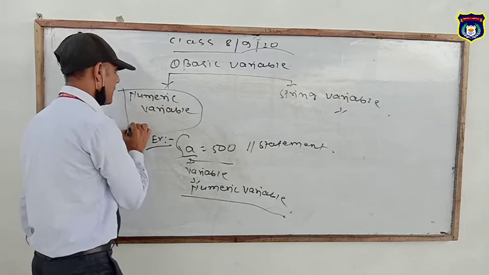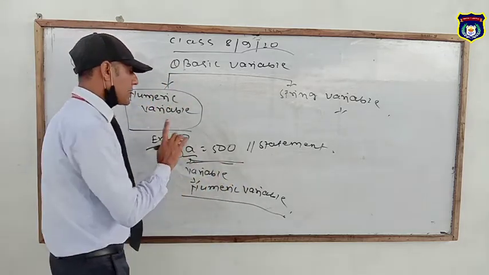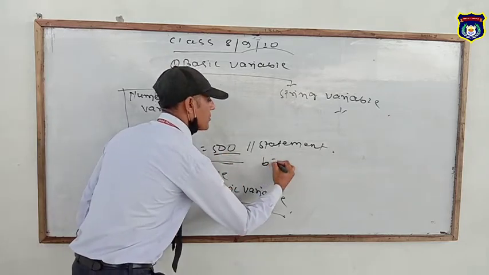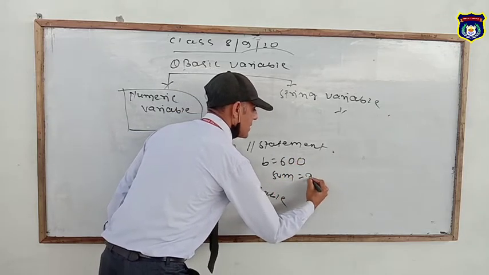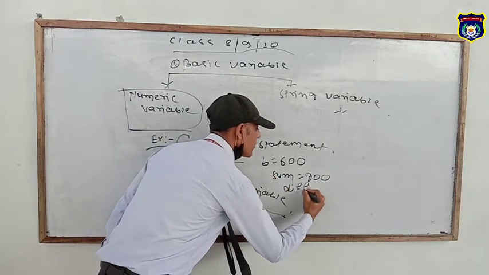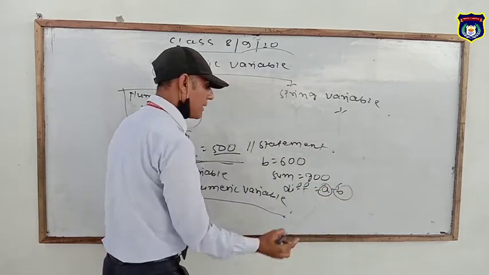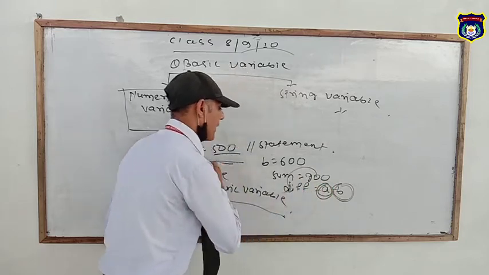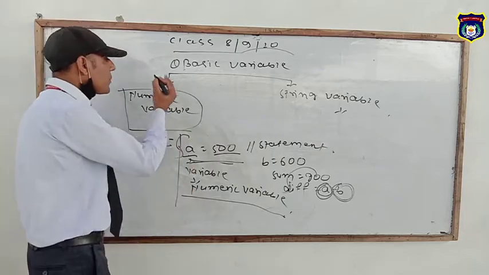So a numeric variable always stores a numeric constant. It only stores numeric numbers. That means a equal to 500. We can also write b equal to 600, sum equal to 9,000. That means difference equal to a minus b. That means the value of b is going to be subtracted from the value of a and stored in the difference variable. So these are the numeric variables which store only numeric constants.